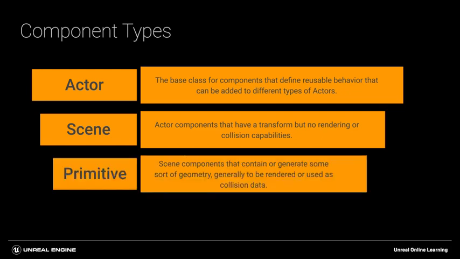Then we won't be touching this one directly in the course, but this is another very useful one to know a little bit about, and that is the primitive component. Where the scene component implements the concept of transforms, also things like collision capabilities, the primitive component is just a scene component that contains or generates a kind of geometry. So you've probably seen these a lot of times implemented in some of the default classes and just may not have considered exactly what it is that you're using.